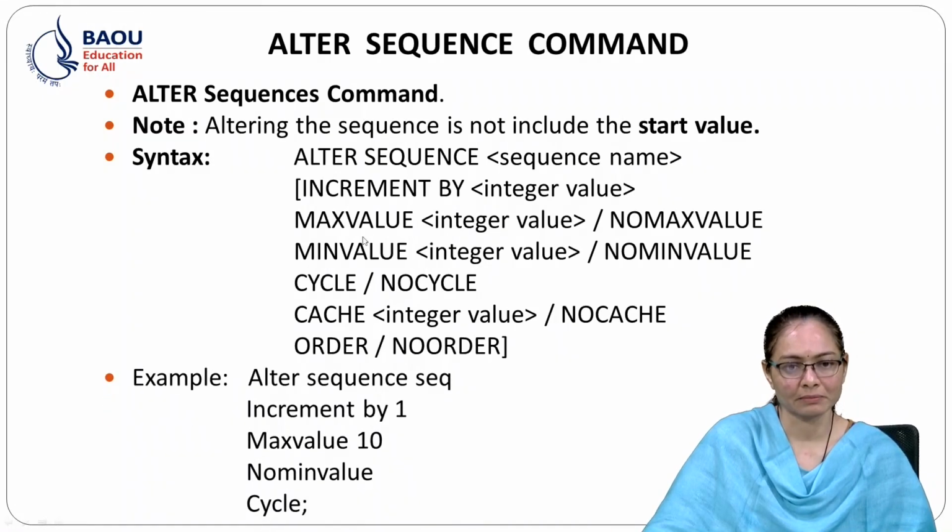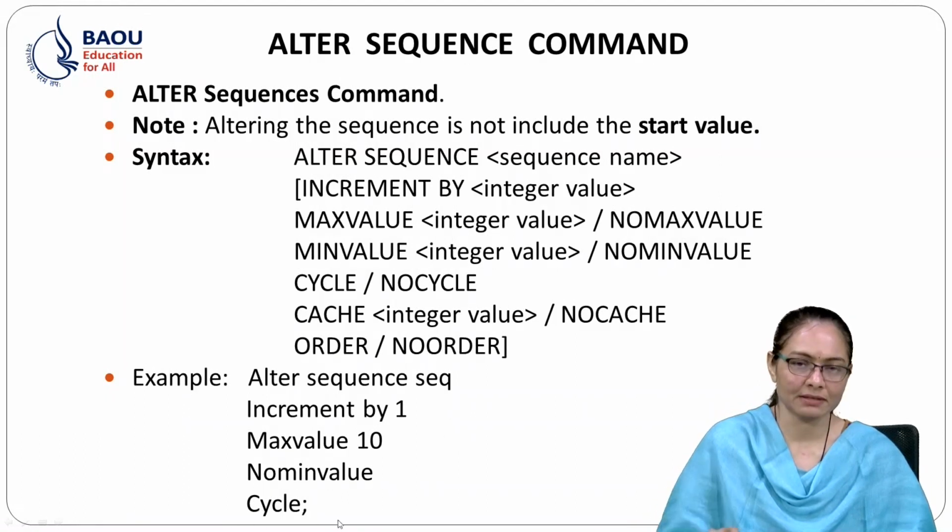See in the example, alter sequence, sequence name SEQ, then increment by 1, max value is 10. Previously here we wrote 5, max value is 5. After the sequence is created, we alter the max value to 10, and no minimum value and cycle is included. After 10, it will generate the first value again: 1, 2, 3, 4, 5, 6, 7, 8, 9, 10. After 10, 1 is automatically generated, then 2. So, it will include the cycle.